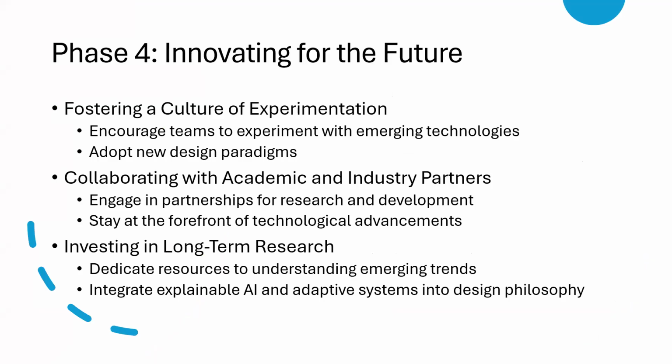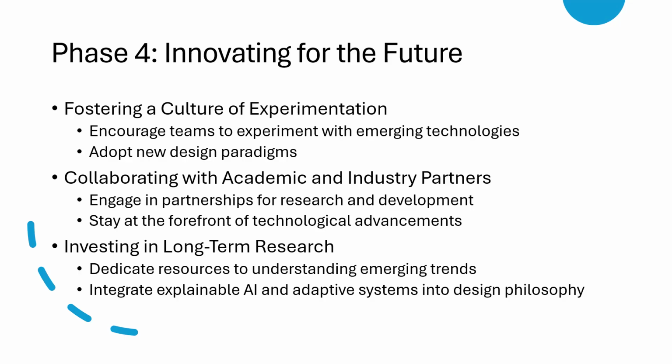This part I want to highlight, right? Phase 4 is innovating for the future. When we successfully roll out the AI for design, we need to have good culture. The whole company needs to have a culture of experimentation. So you encourage teams to experiment with the emerging technology. The team spirit is like, oh, there's something new, let's go there to experiment.